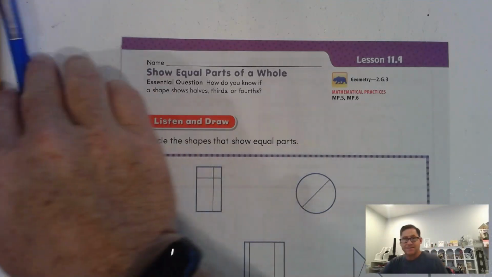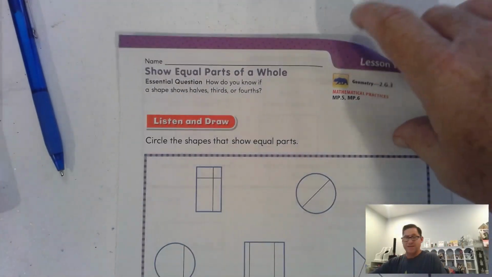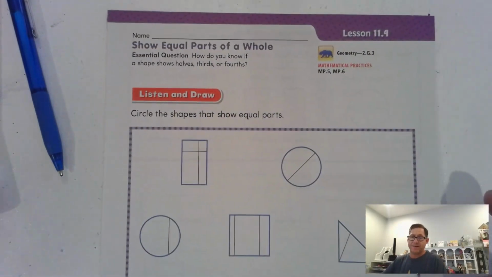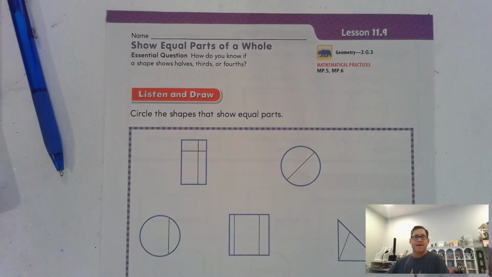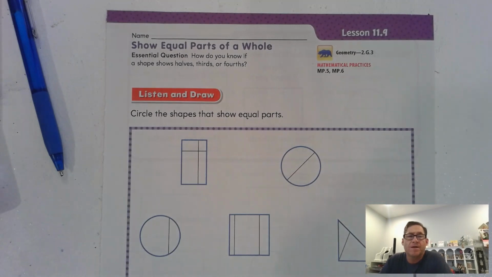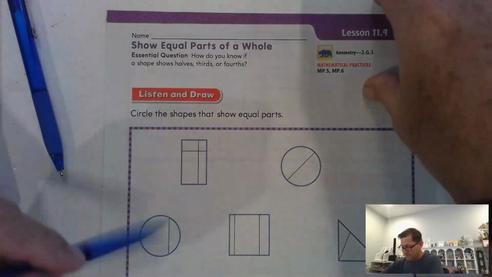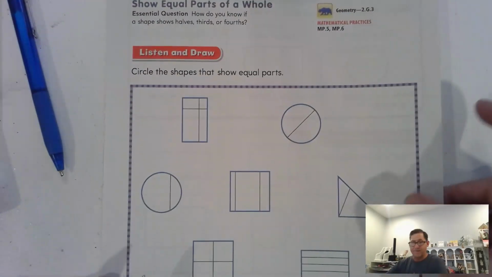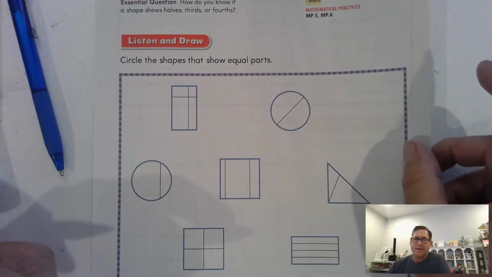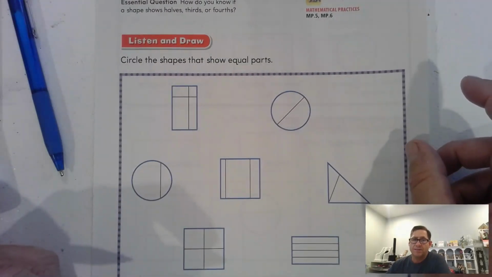Hello, everybody. In today's lesson, 11.9, we're on page 553 of the second grade Go Math textbook. Today we're going to be working with the concept of how do you know if a shape shows halves, thirds, or fourths? So we're working on showing equal parts of a whole. In this exercise on page 553, just circle the shapes that show equal parts.